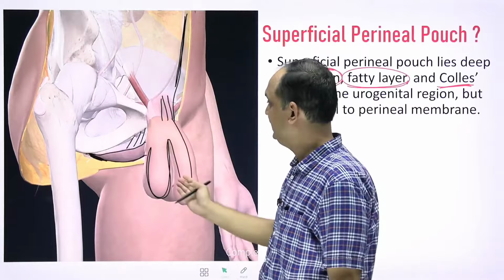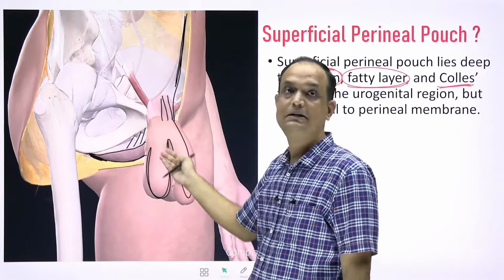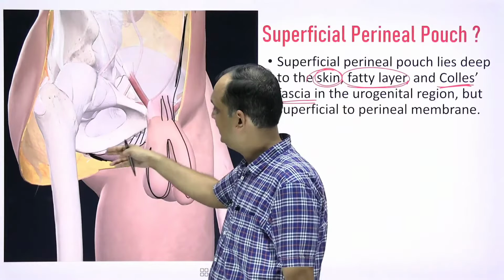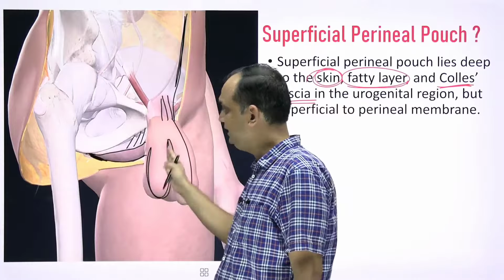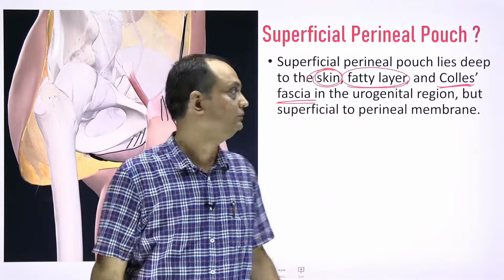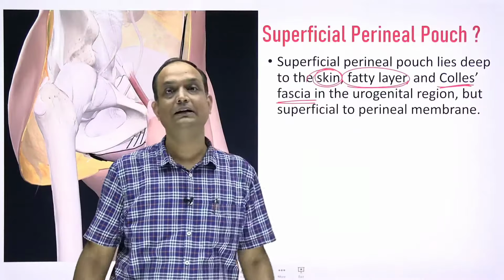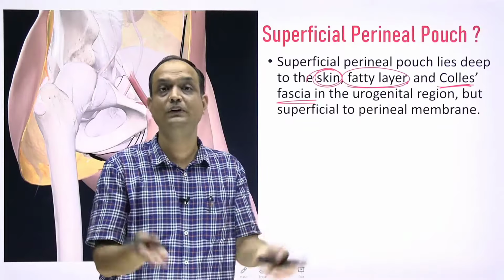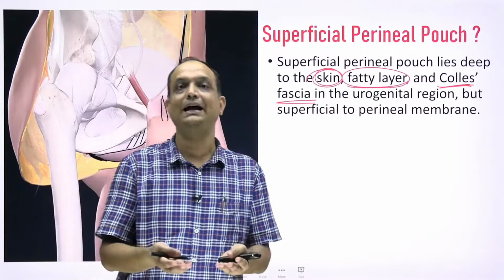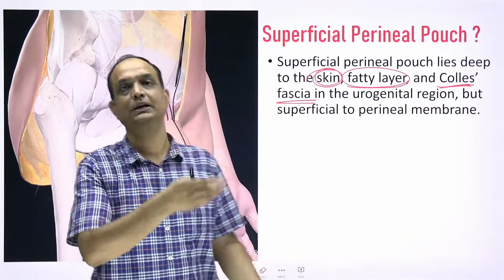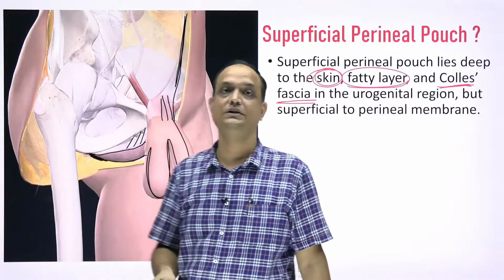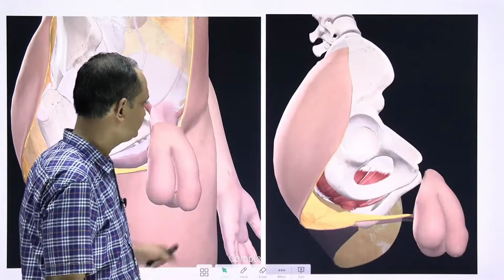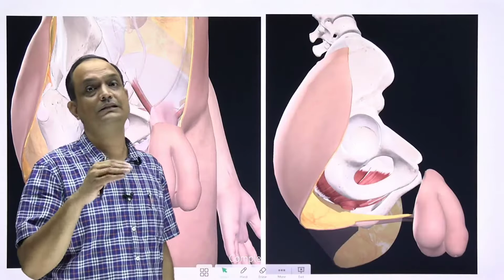So what will happen is that this superficial space is now limited all around, and whatever structures are there remain below and anterior to the perineal membrane. So this is what you have to understand: the superficial perineal pouch lies below, or superficial to, the perineal membrane, and this pouch is closed posteriorly by the attachment of Colles fascia with the posterior free margin of the perineal membrane. Now, this image will make this concept clearer.